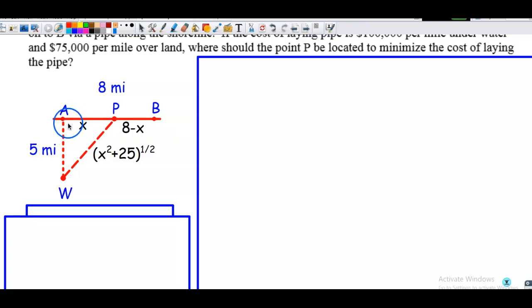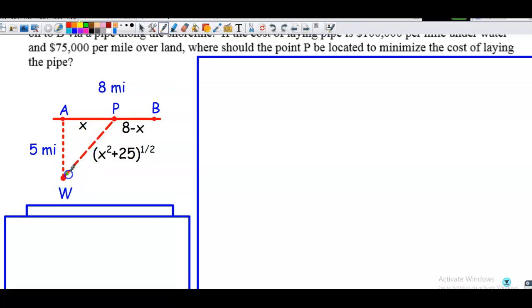I do not know how far P is away from A, nor do I know how far P is away from B. So I'm going to let the distance from A to P be x, which means that the distance from P to B is 8 miles minus x. Now I could have reversed those two values. I could have made this distance x and this distance 8 minus x. But when I do my Pythagorean theorem work to figure out the distance that I'm going to pump the oil underground, then this relationship would be much messier if I had this as 8 minus x.